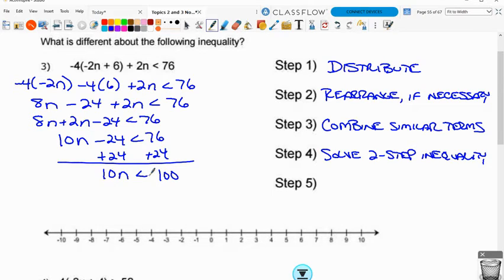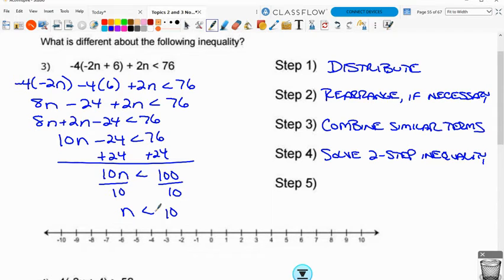Now we need to get the value of 1n. Right now, n is being multiplied by 10, so we'll go ahead and divide by 10 on each side. And when we do this, 10n divided by 10 is our positive 1n. 100 divided by 10 is 10. And we divided by a positive number, which again will preserve the symbol. So our solved inequality says that n is less than 10.